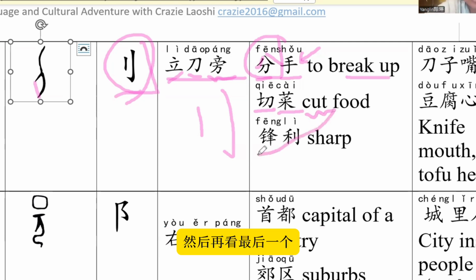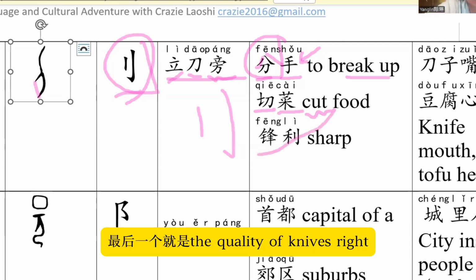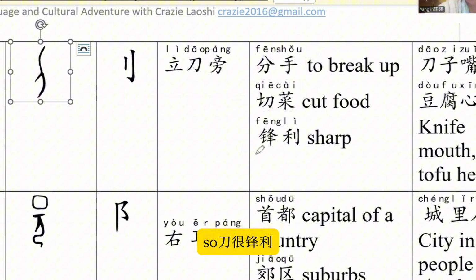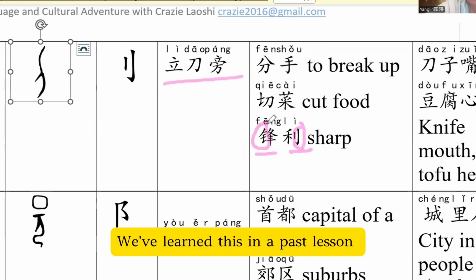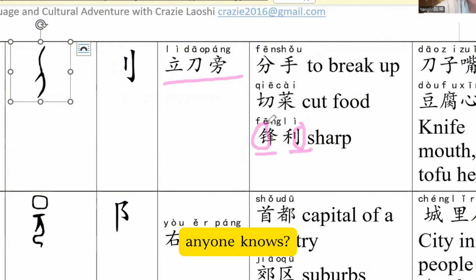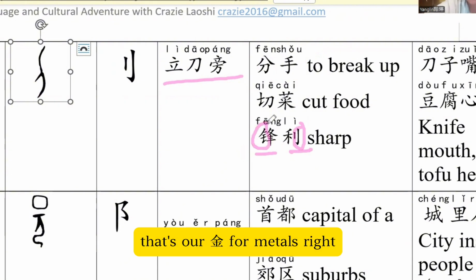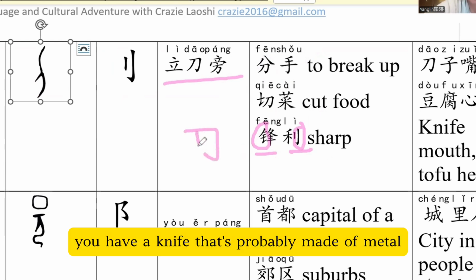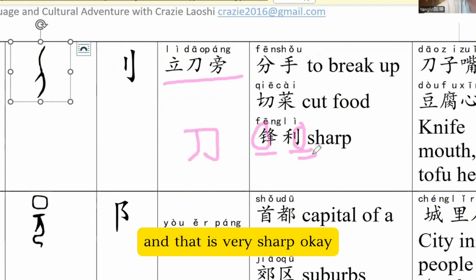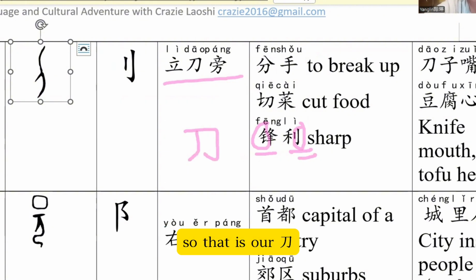好，然后再看最后一个就是 the quality of knives, right? So 锋利. Now look at the 利, you have the 刀, right? The 利刀旁. But also what do you see? I've learned this in the past lesson. Anyone else? Okay, that's our 金 for metals, right? So again, you have a knife that's probably made of metal and that is very sharp. Okay, so that is our 刀.